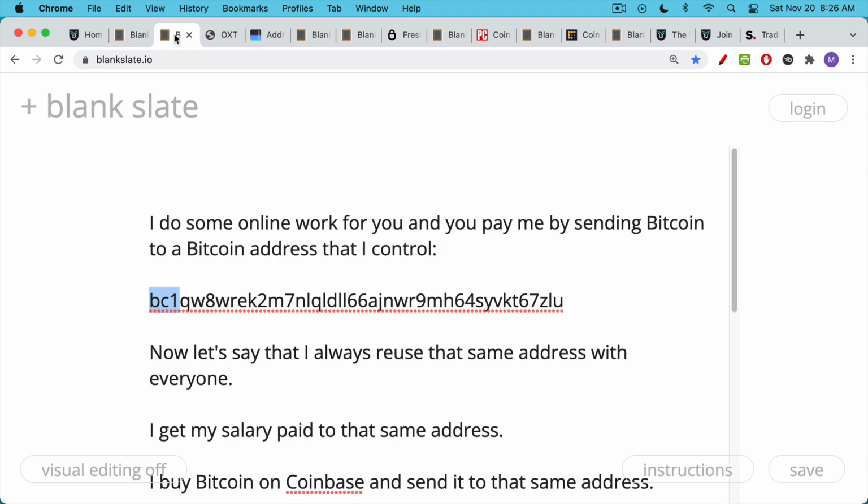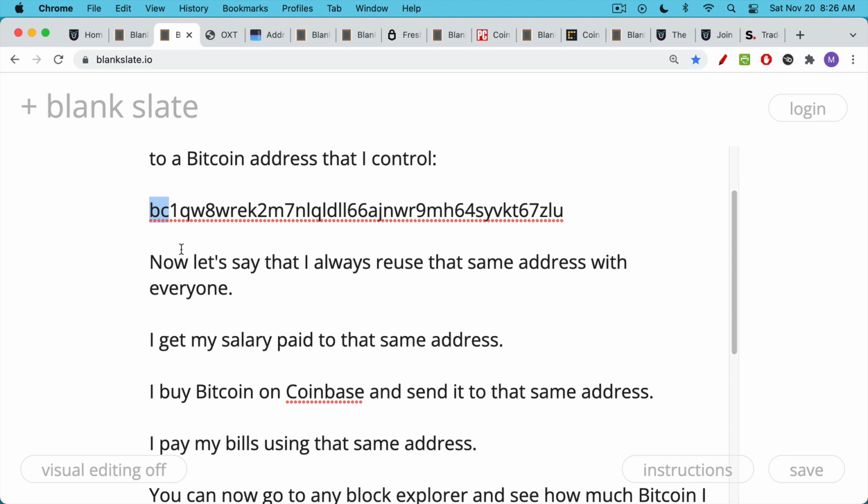So here's an example. Let's say that I do some online work for you and you pay me by sending Bitcoin to a Bitcoin address that I control. It's one of these BC1 addresses that I've listed here. I just took this off the blockchain. As you'll see, this is not an address that I control. But let's say you send me some Bitcoin there.